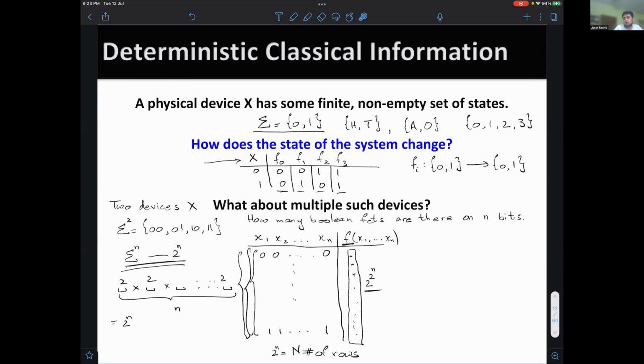Now the problem just becomes counting how many different such functions there can be. You're counting 2 options here, 2 options here, 2 options here, and so on. How many times will you multiply 2? Well, you multiply them capital N number of times. So it will become 2 to the power capital N. Capital N is equal to 2 to the n, small n. So that becomes 2 to the power 2 to the power small n.